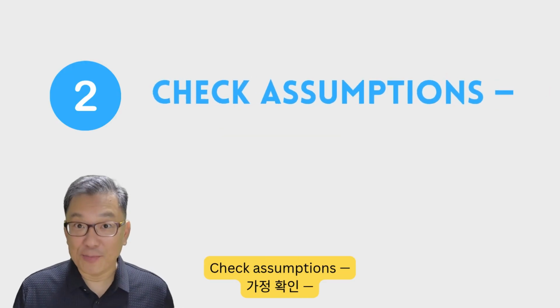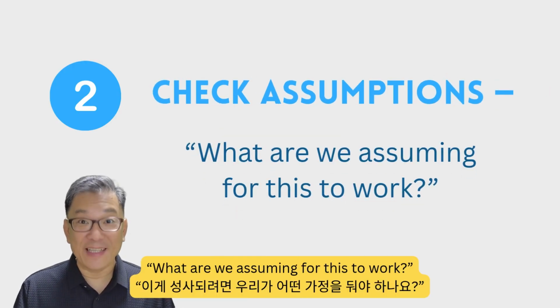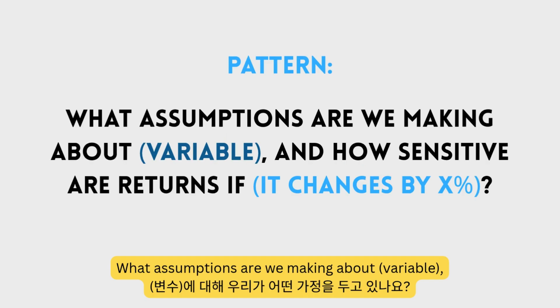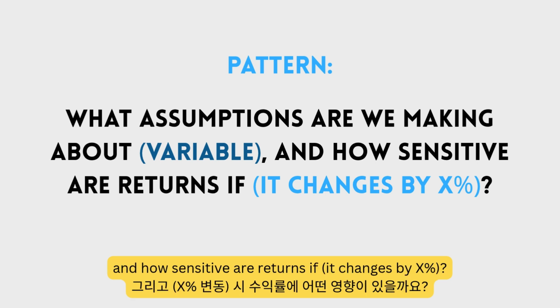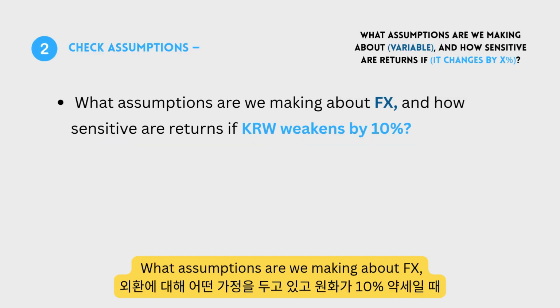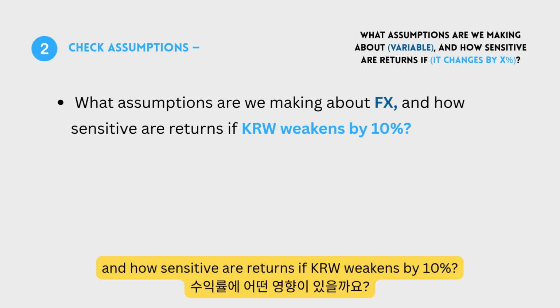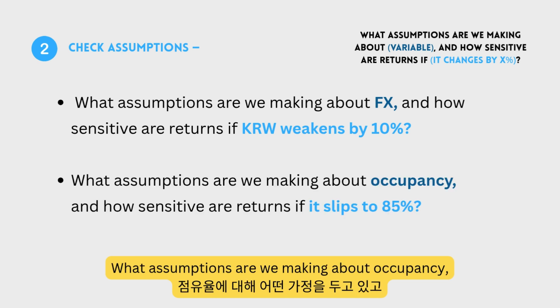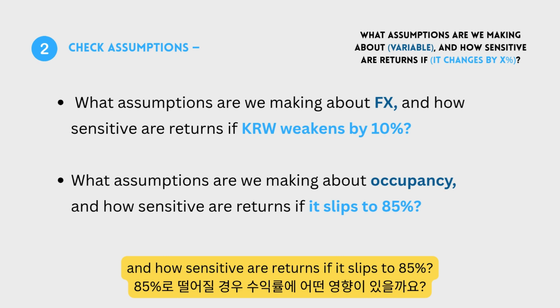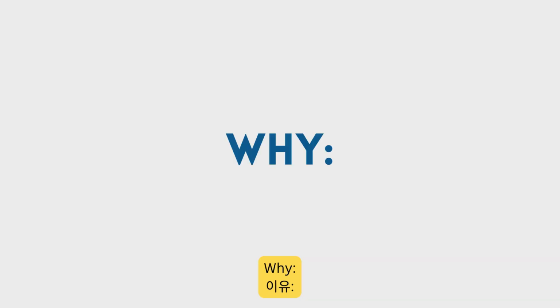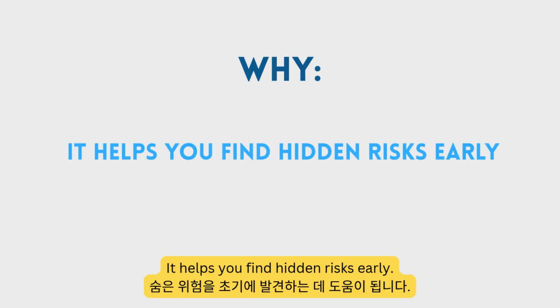2. Check assumptions. What are we assuming for this to work? Pattern: What assumptions are we making about variable, and how sensitive are returns if it changes by X%? Use the pattern like this. What assumptions are we making about FX, and how sensitive are returns if Korean won weakens by 10%? What assumptions are we making about occupancy, and how sensitive are returns if it slips to 85%? Why? It helps you find hidden risks early.